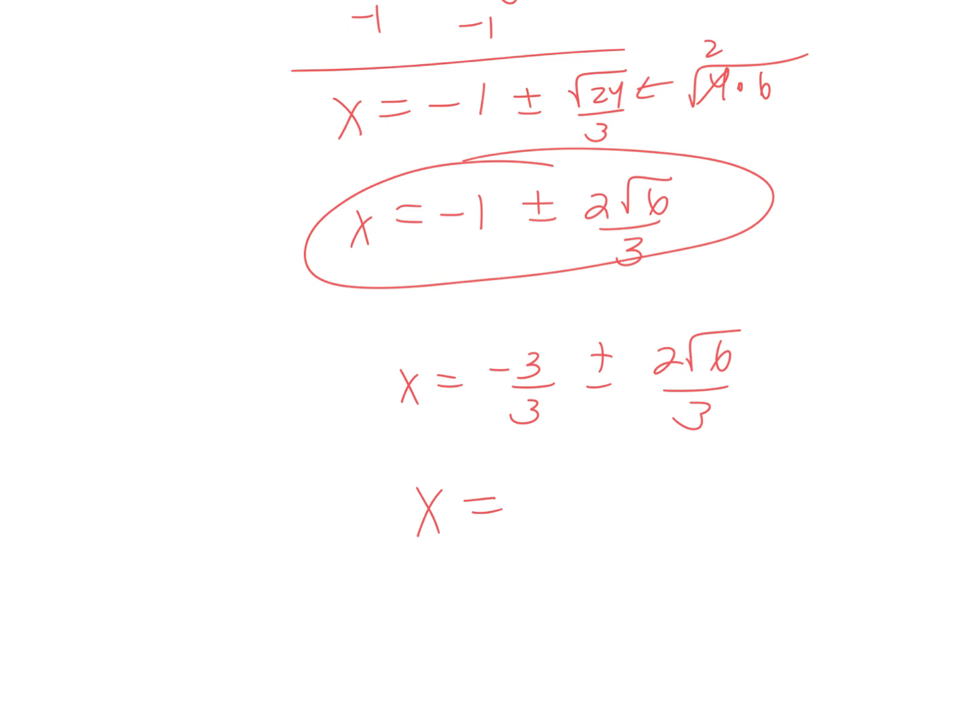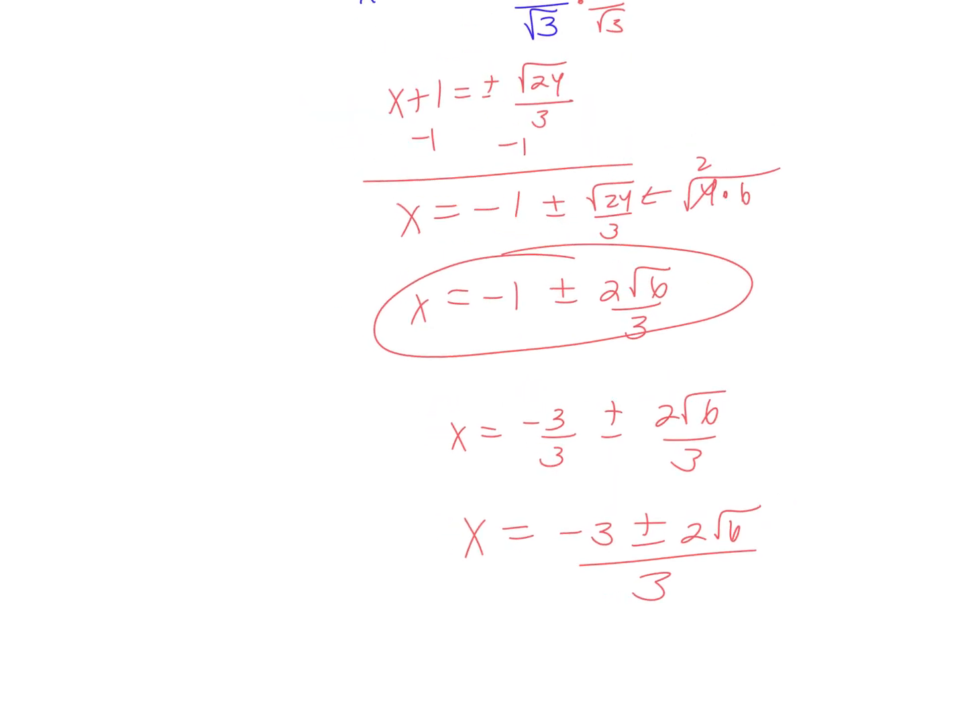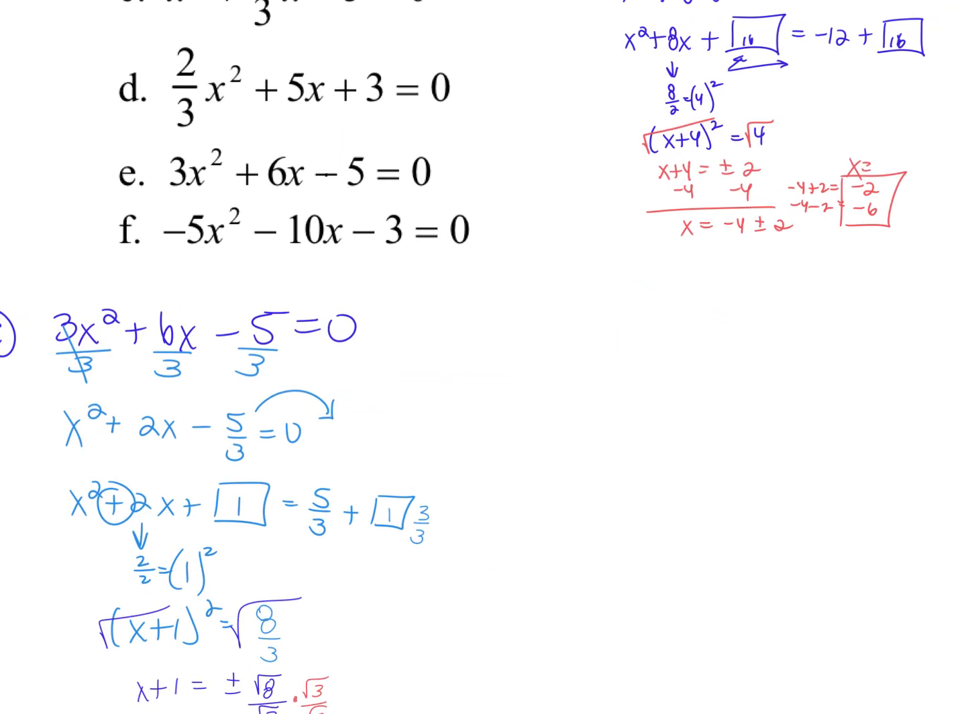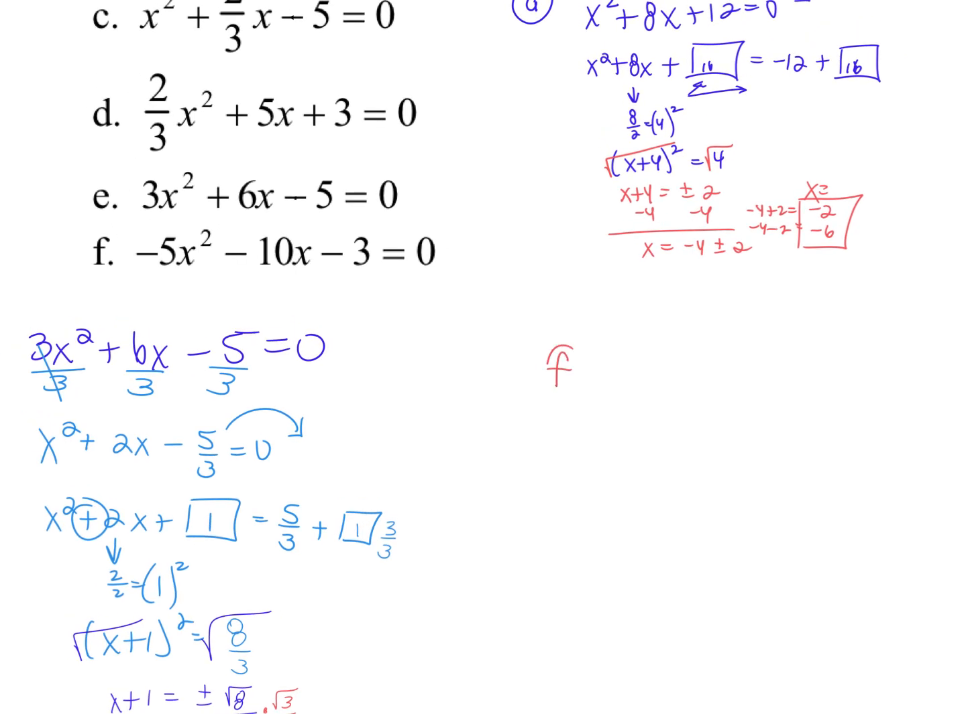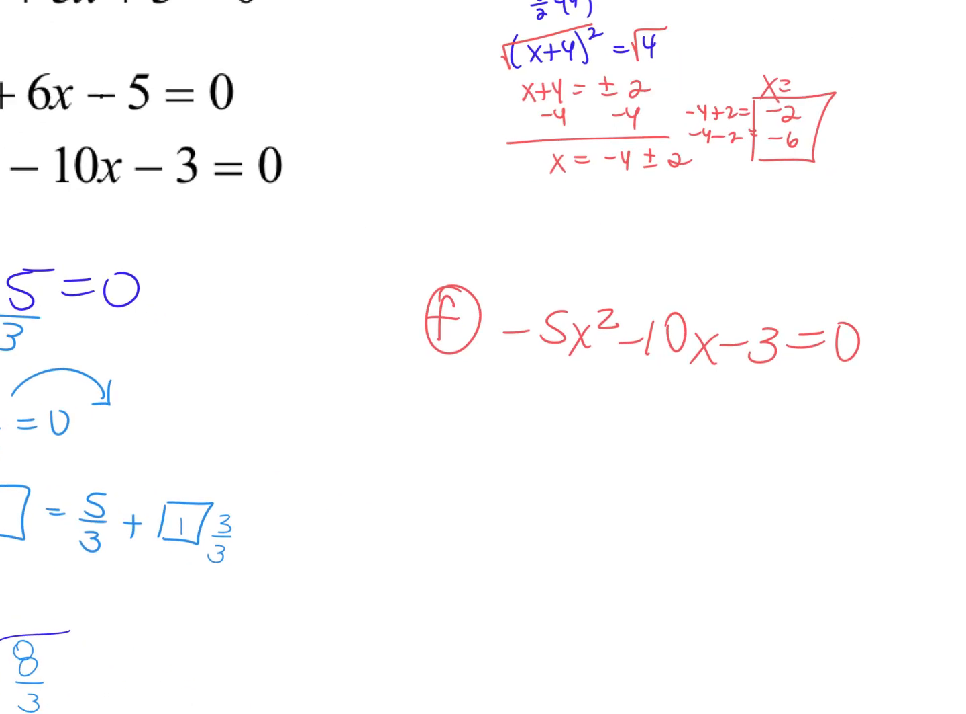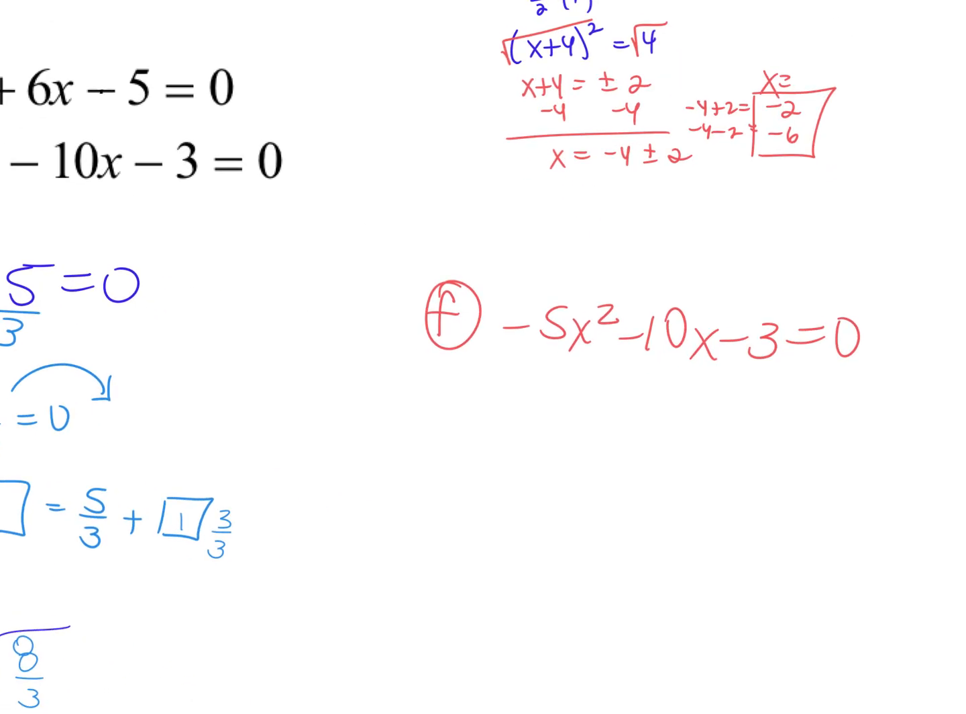Or if you wanted it all together, it would be x equals -3 plus or minus 2 square root 6 over 3. But in order for you to write the whole thing as 1, you have to make sure that this -1, you write it in terms of thirds. So just be careful with that. And then our last one, and then I'll stop yapping. So f, we have -5x squared minus 10x minus 3 equals 0. I have a negative at the beginning, and I also have where a is not 1.